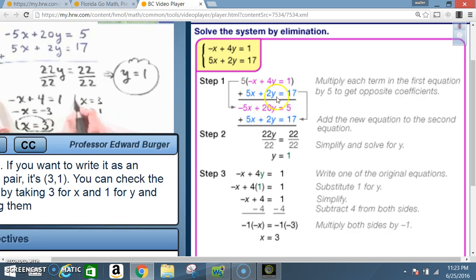I write the old equation on the bottom underneath as before, and I'm going to add going down. A negative 5x plus a positive 5x, that's going to equal 0, so that's gone. 20y plus 2y is 22y.